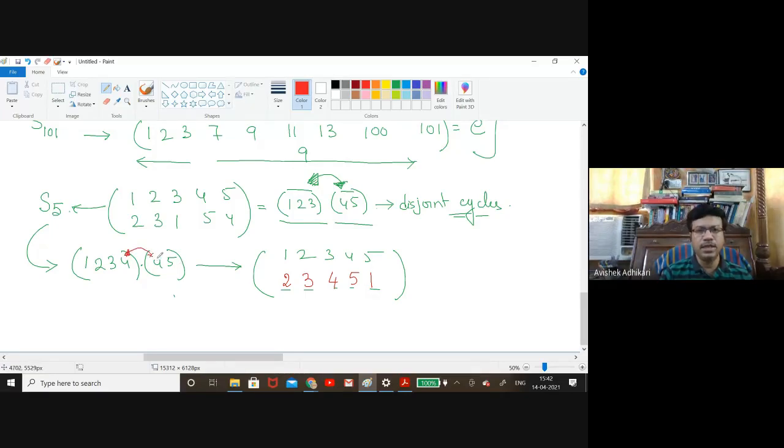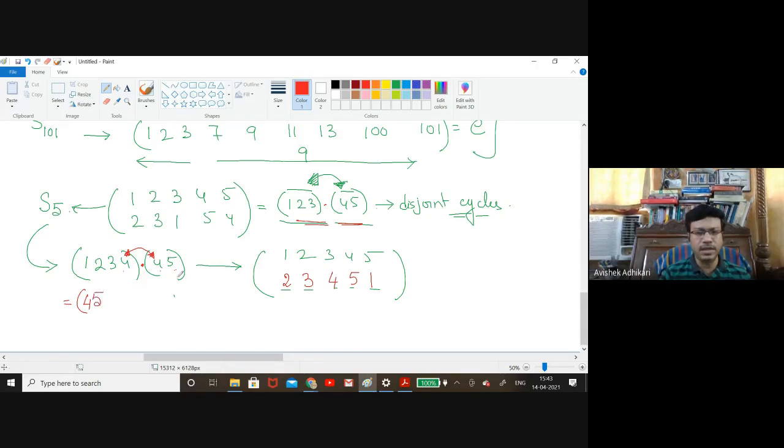Then suddenly you can have this composition. So here you cannot make a composition, right? Because they are disjoint. But here you can, because you can simplify this. So here you can understand that 4 goes to 5. You start with 4, it goes to 5, and then come to this cycle. Here 5 goes to 5. So ultimately 4 goes to 5.